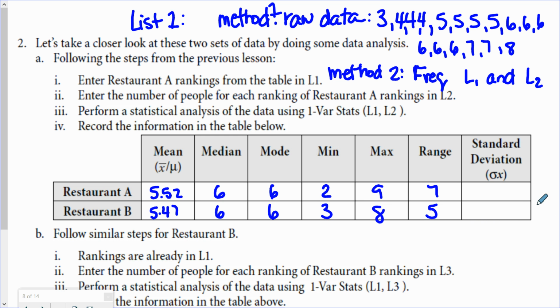So for the standard deviation of each of these, you needed to find that after doing either of these two methods. Standard deviation is 1.684. And for this one, 1.242. And again, you should get the same thing depending on which method you used.